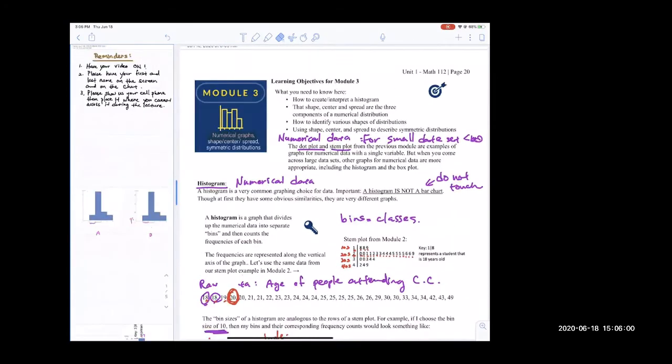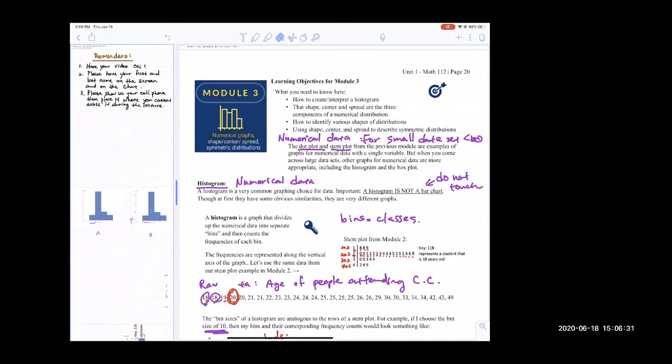So let me give you an overview of what we're going to be doing right here. Okay. So here, there are 4 learning objectives that we're going to be looking at. How to create and interpret a histogram, right? Shape, center, and spread are the 3 components of the numerical distribution that we're going to be looking at. Those are the 3 key components. How to identify various shapes of distribution, and then using shape, center, and spread to describe the symmetric distribution.